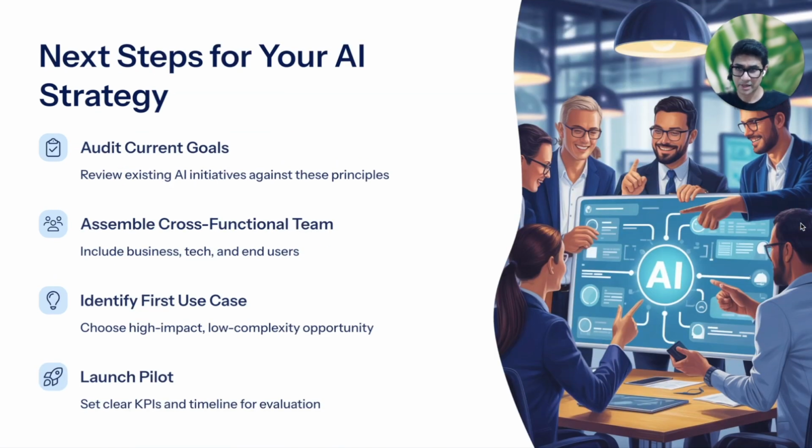So what's your next step in your AI strategy? If you're starting afresh, I think the video that I've recorded so far would help you. But if you already have an AI strategy, first and foremost, audit your current goals. If you don't have a cross-functional team, please bring people on board, including the end users or representatives of end users. Identify that first use case, the narrow use case that you can do, a low-hanging fruit perhaps, right? Low complexity, high impact, or at least medium impact where possible.